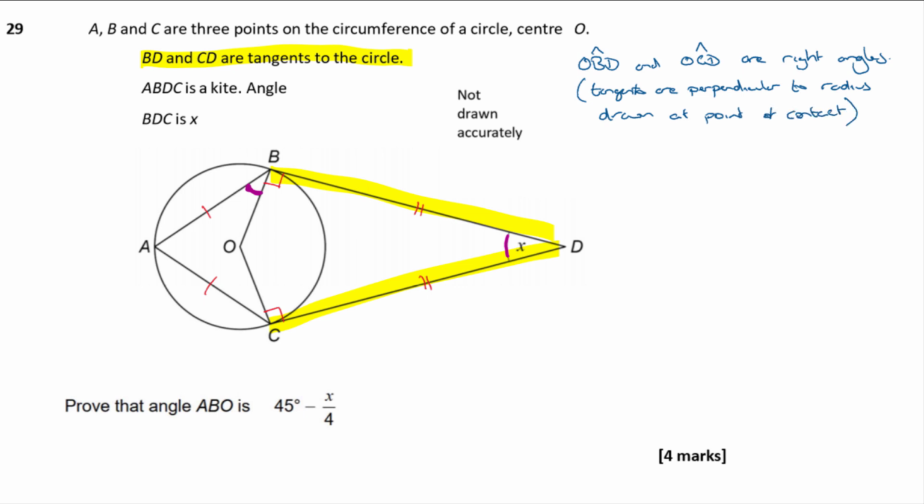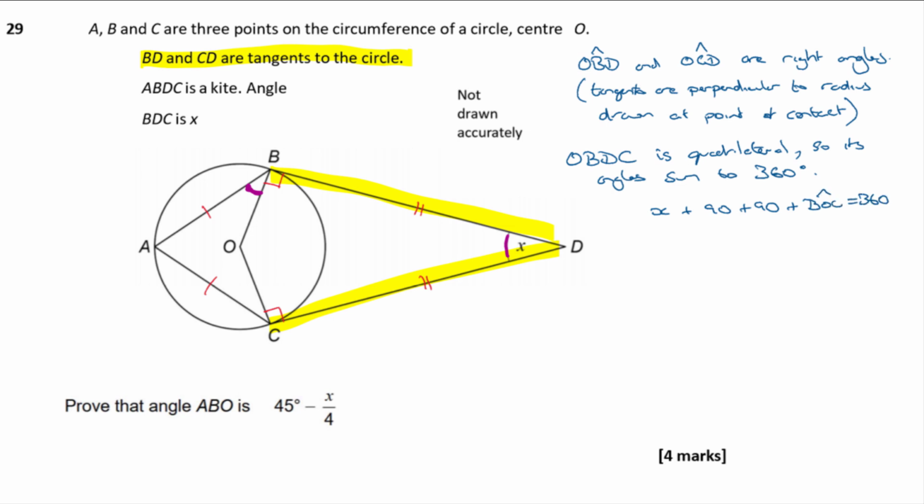Okay, so it's good to write down the reasons. I know that they're right angles, and I know that OBDC is a quadrilateral, so its angles sum to 360 degrees. I know x, I know 90, but I don't know BOC. So angle BOC, that's got to be equal to 360.